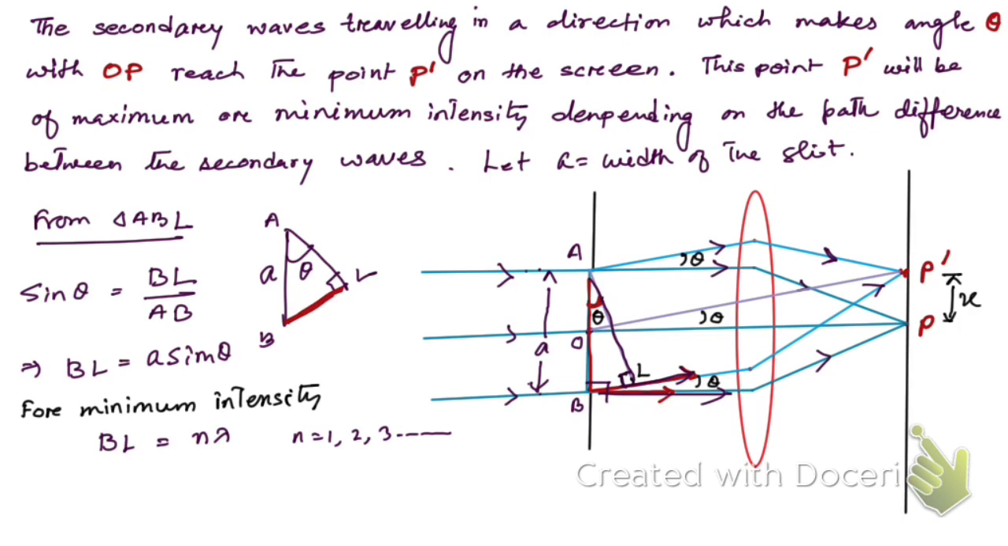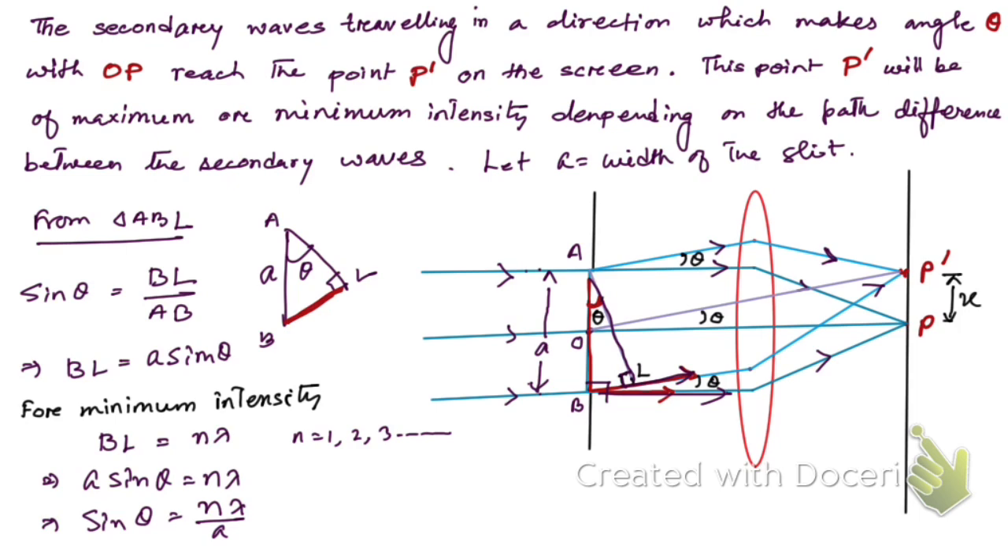And BL is nothing but a sine theta, n lambda, and from here we can say that sine theta is equal to n lambda by a. That's what we can say, right? So we have understood this.